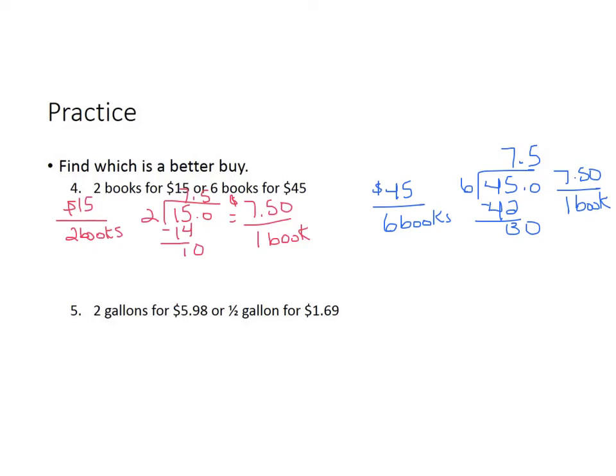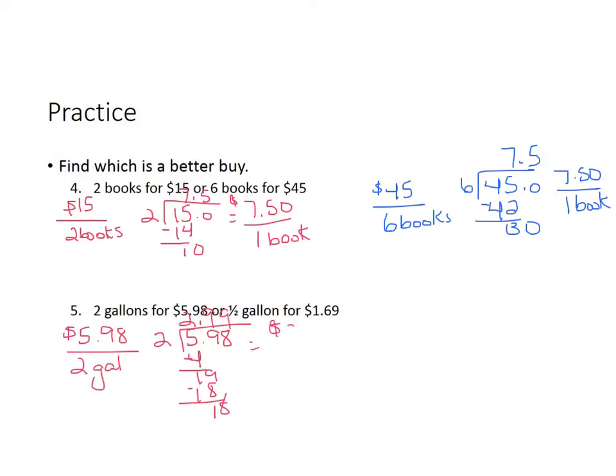Problem number 5 is 2 gallons for $5.98 or a half gallon for $1.69. Well, let's write this out. It's $5.98 for 2 gallons. So we're going to need to divide that. $5.98 divided by 2. 2 goes in there, 18. So this is $2.99 for 1 gallon.